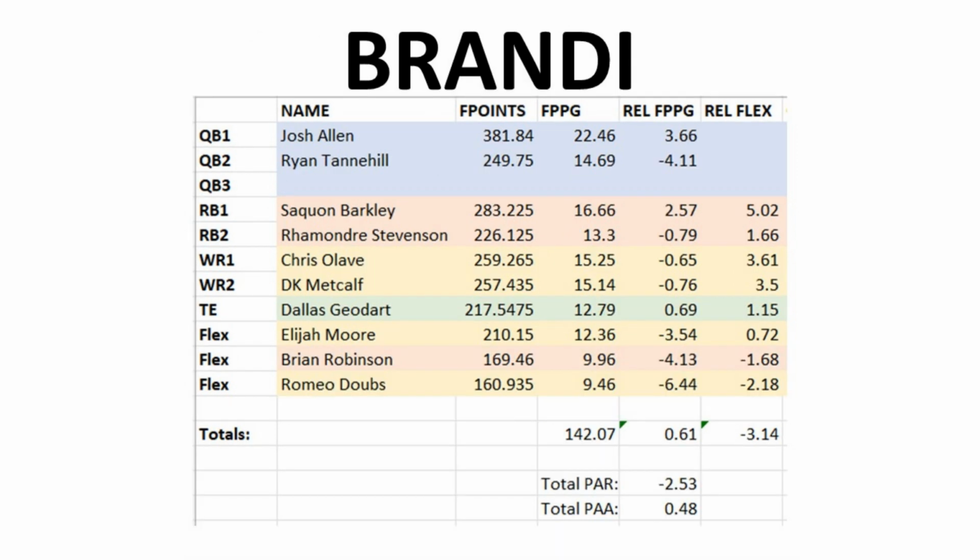Brandy, we're finally in the positives. 0.48 above the average in this league. Good team. Got Josh Allen, great. Decent running backs, some solid wide receivers. Tight end, that's big, I think, in these projections. I bet all these people are going to have good tight ends. And I love Elijah Moore. And Dobbs and Robinson, solid flexes.